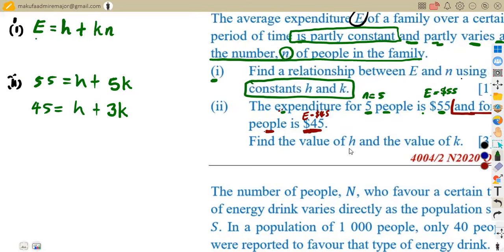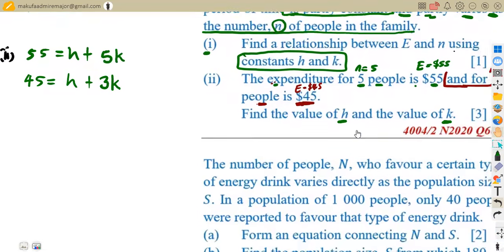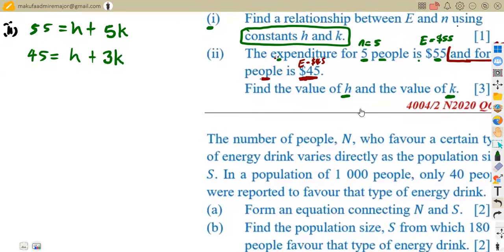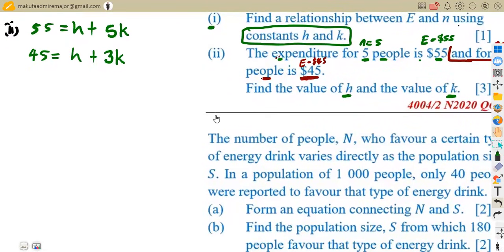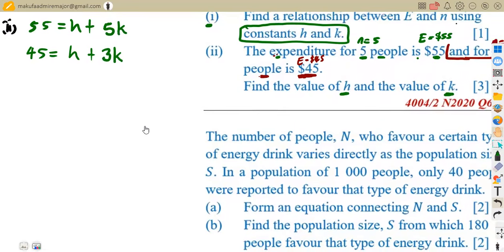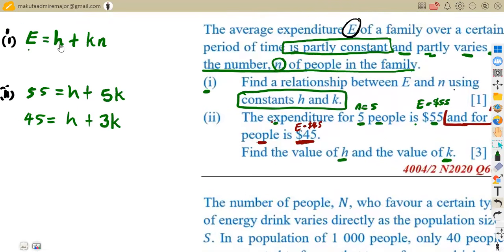So our question is to find the value of H and the value of K. What are we going to do? We are simply going to solve the equations. The variation only helped us to form these equations.